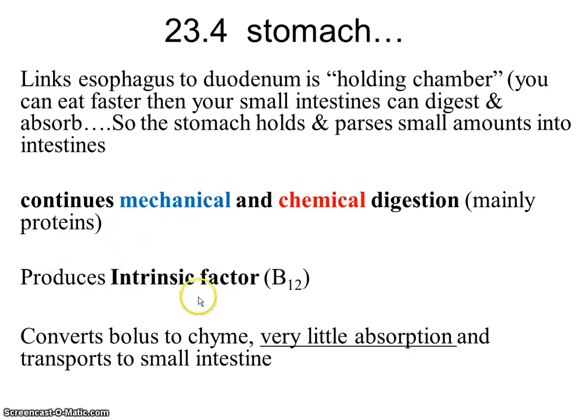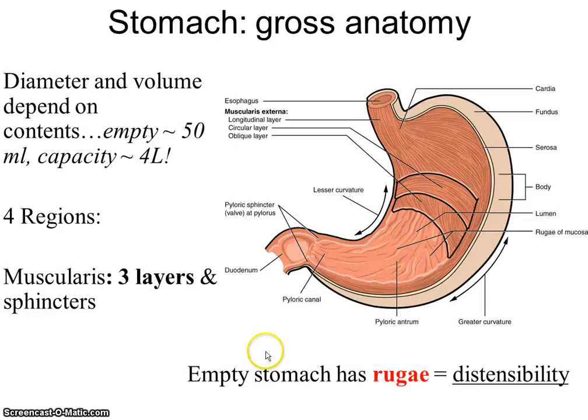The stomach also produces a chemical called intrinsic factor, which allows us to effectively absorb B12. Remember, we need B12 to make red blood cells, as well as use it for some of our other metabolic processes. In the stomach, we're going to convert the bolus to chyme. There's not going to be much absorption, and then we're going to transport it to the small intestine.